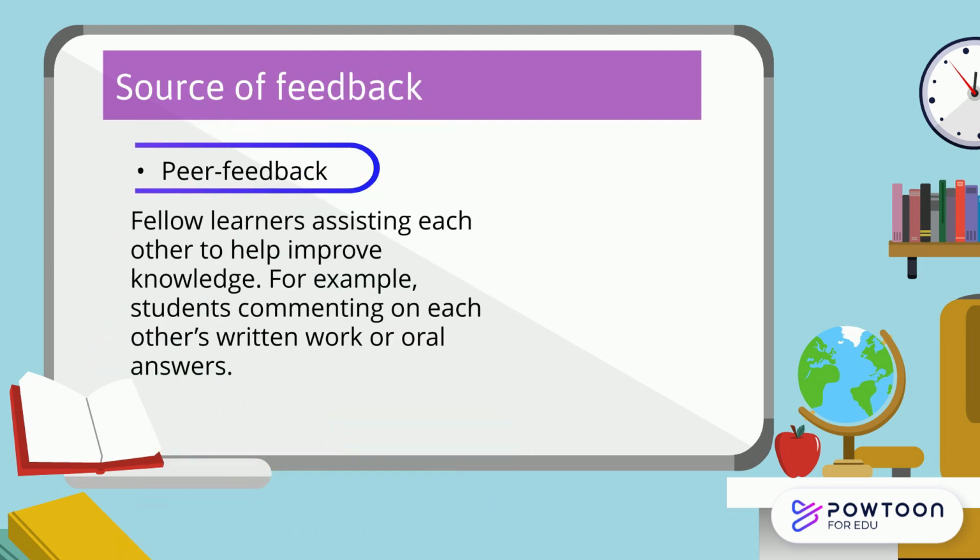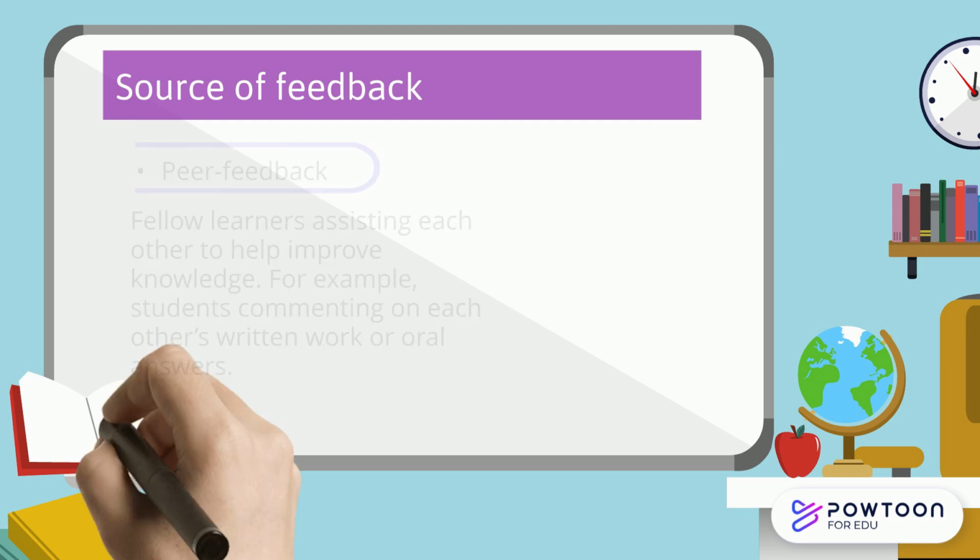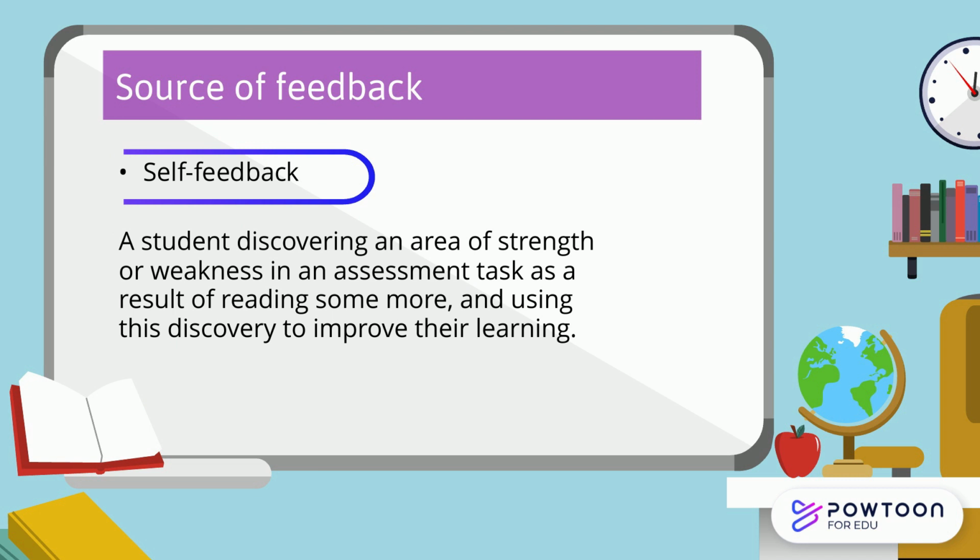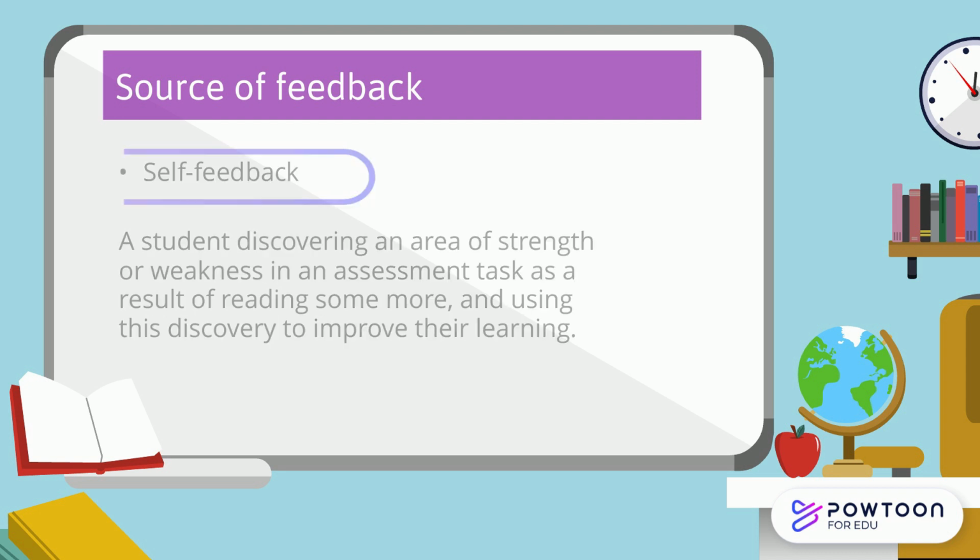Peer feedback. This is where learners assist each other to help improve knowledge. For example, students commenting on each other's written work or oral answers. Self-feedback can be a student discovering an area of strength or weakness in an assessment task, for example, as a result of reading some more, and using this discovery to improve their learning.